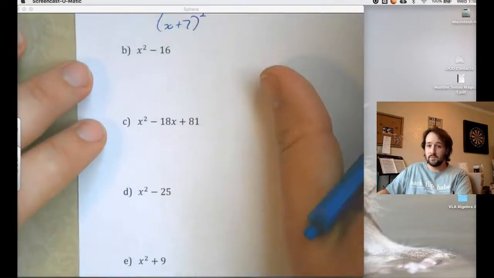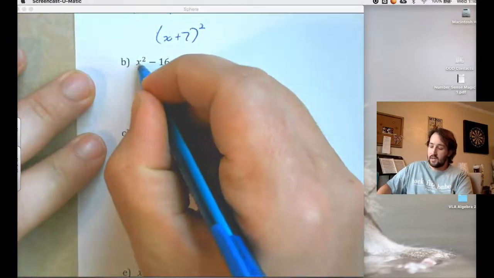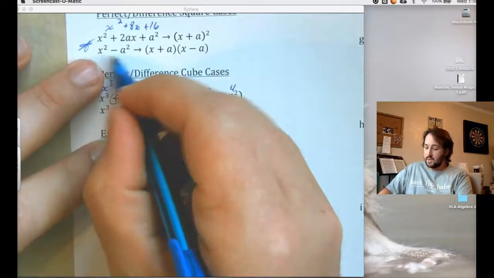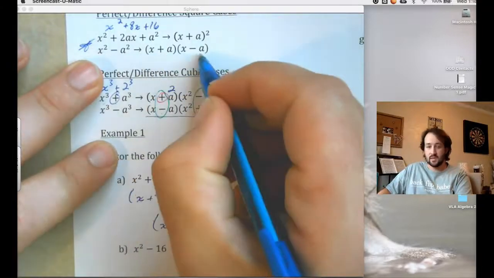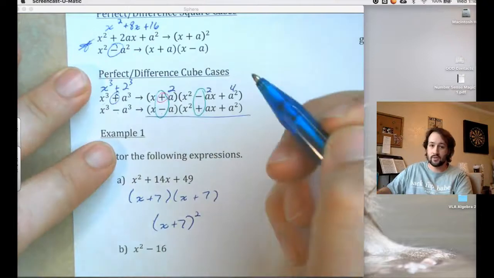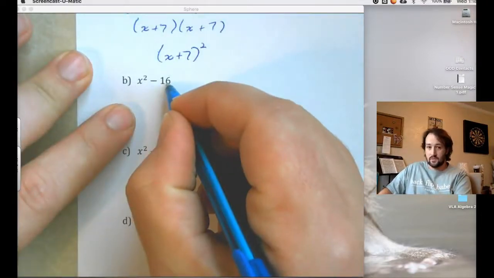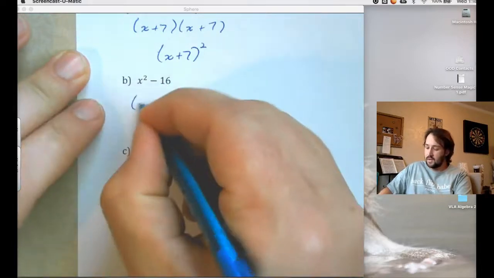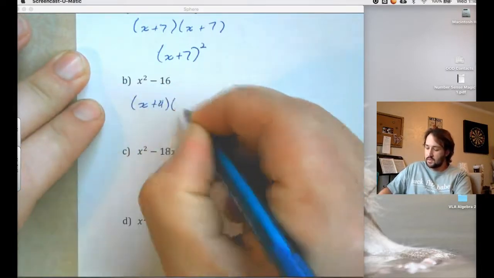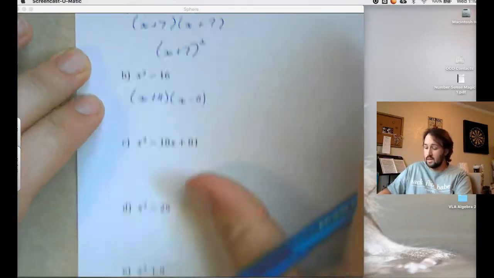So with part B here, this is a difference of squares, right? Because we had x squared minus a squared was x plus a times x minus a, because it's a difference, a subtraction of two square terms. So this is x squared, this is 4 squared, so we have x plus 4 times x minus 4. That's it. That's really all there is to this.